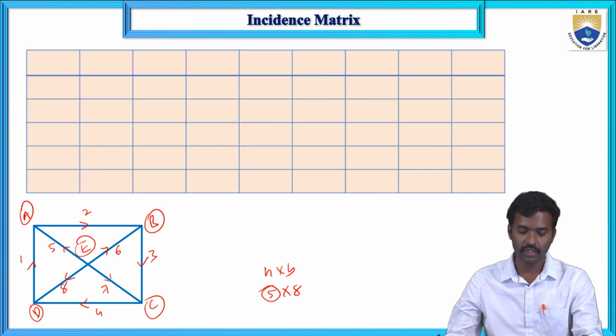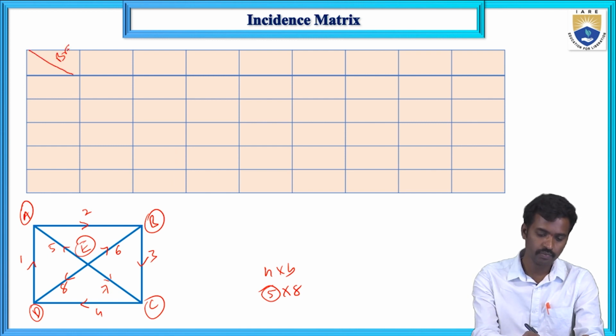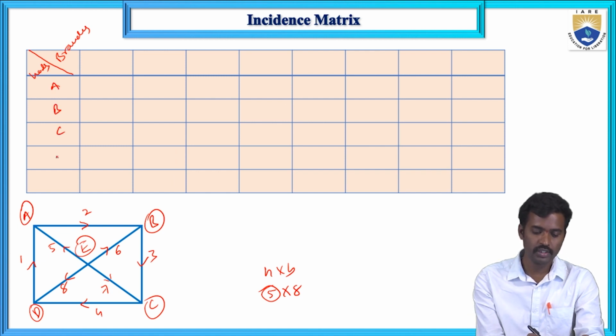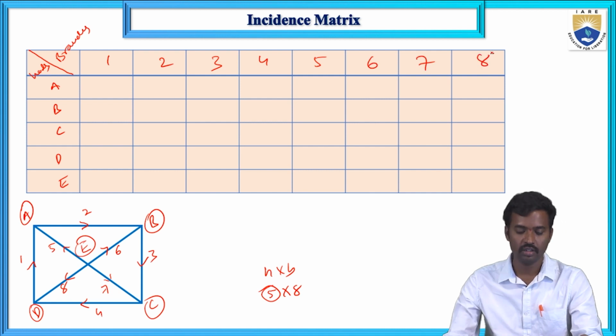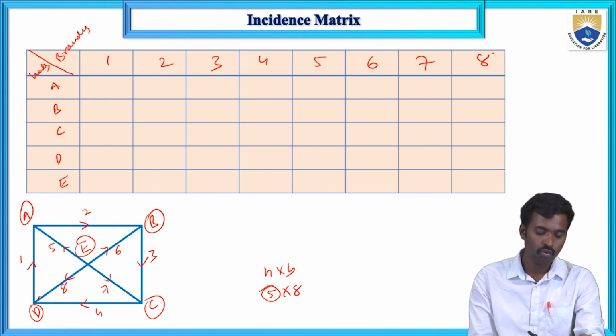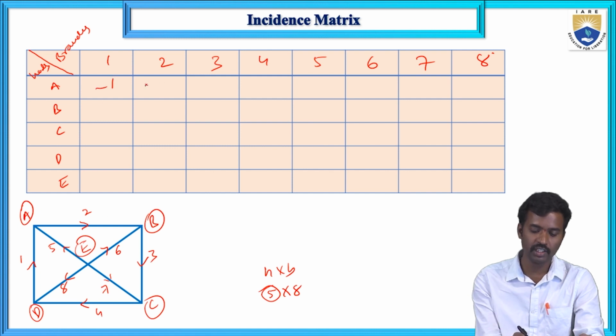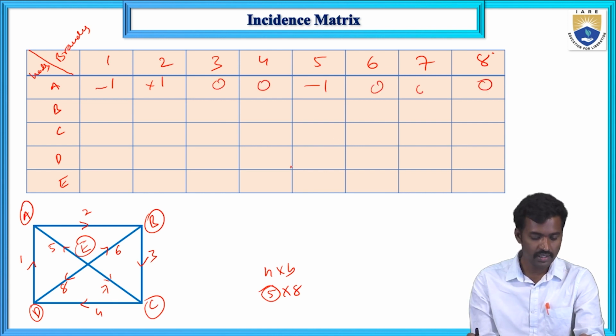Now here for the matrix, first these are the branches 1, 2, 3, 4, 5, 6, 7 and 8, and these are the nodes A, B, C, D and E. For node A, branch 1 is entering, which means -1, branch 2 is leaving away from the node, which means +1, and branch 5 is entering, which is -1. The remaining elements 6, 3, 4, 8 and 7 are not associated, so those values are 0.